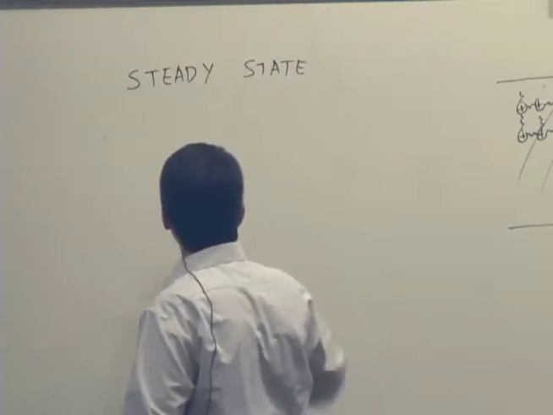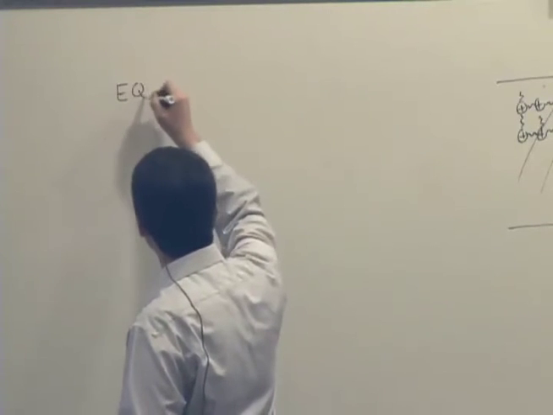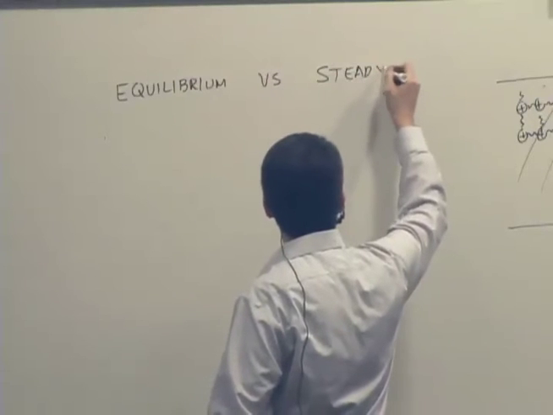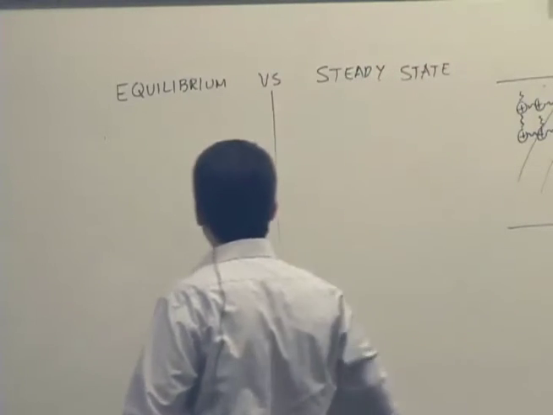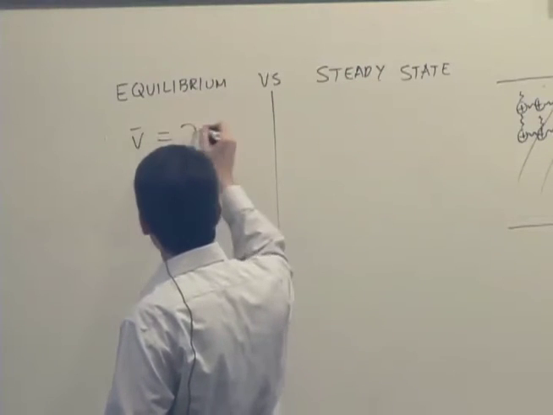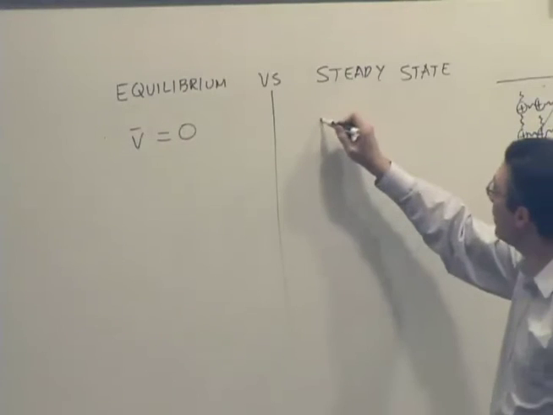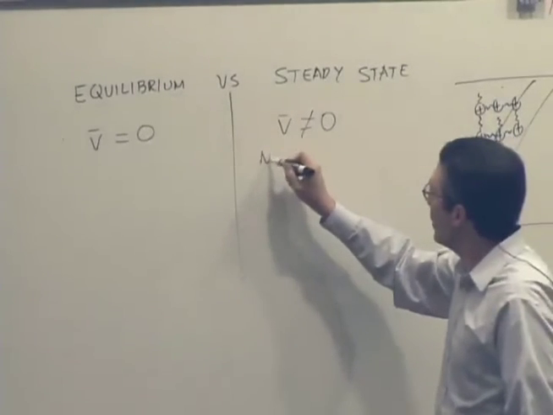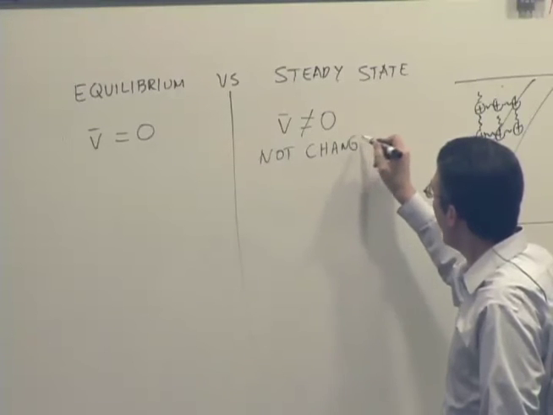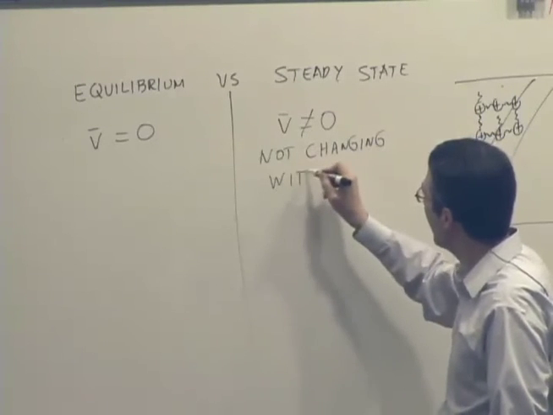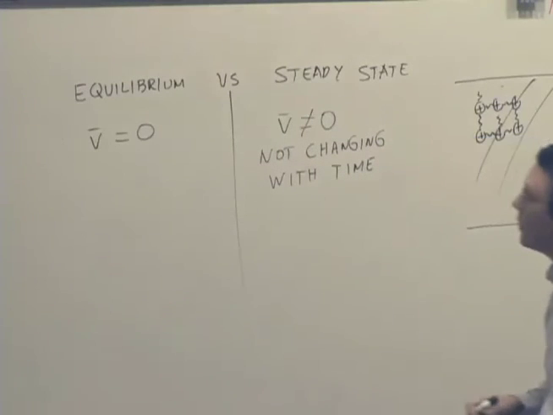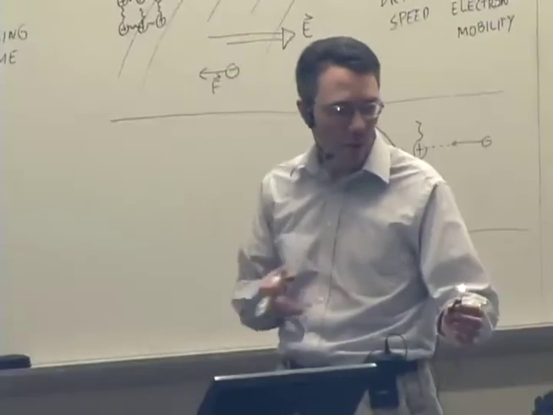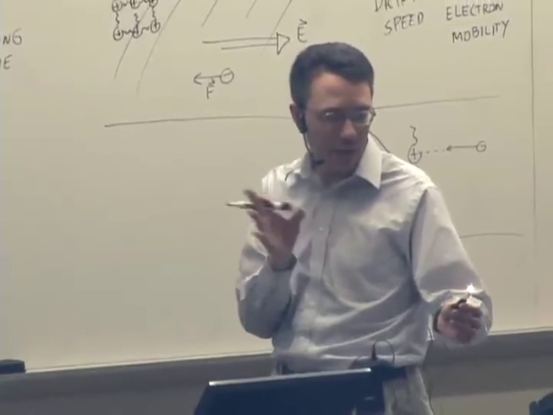Okay, in fact, let's contrast equilibrium versus steady state. So in equilibrium, by definition, the drift speed of the electrons is 0. Okay, in a steady state, it's not equal to 0, and it's not changing over time. We're not changing with time. Okay, so it's steady. Now, as we'll see, the speed might not necessarily be the same everywhere in the circuit, but at a given point, the speed stays constant in time, okay?